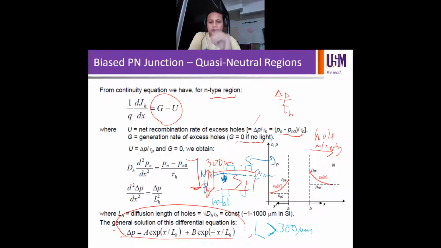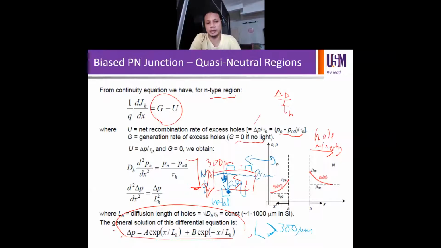So the thickness is 300 micron, and the junction is very close to the surface. It's only 1 micron deep, for example. So the moment the electrons from N-type diffuse through the depletion region into the P-type region, which is the quasi-neutral region that we are discussing now, the electrons have to travel through at least 299 micron to be able to get to the metal contact.